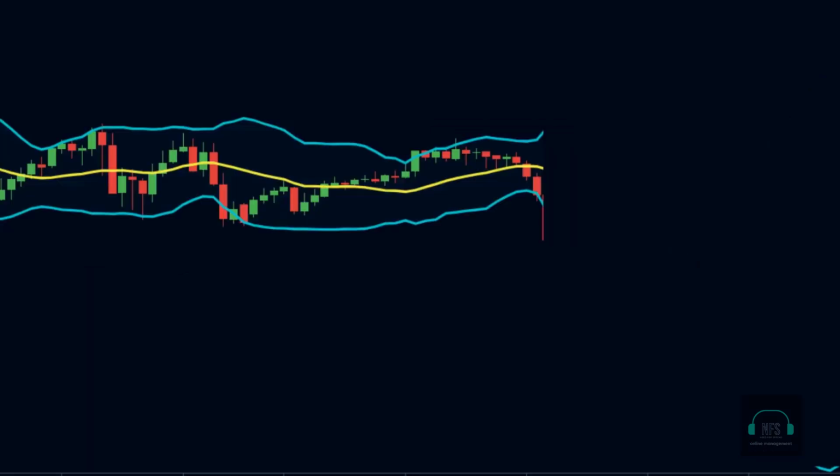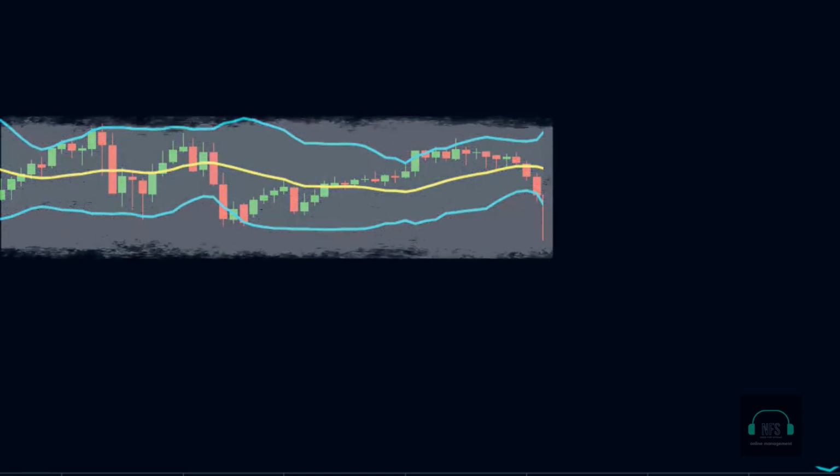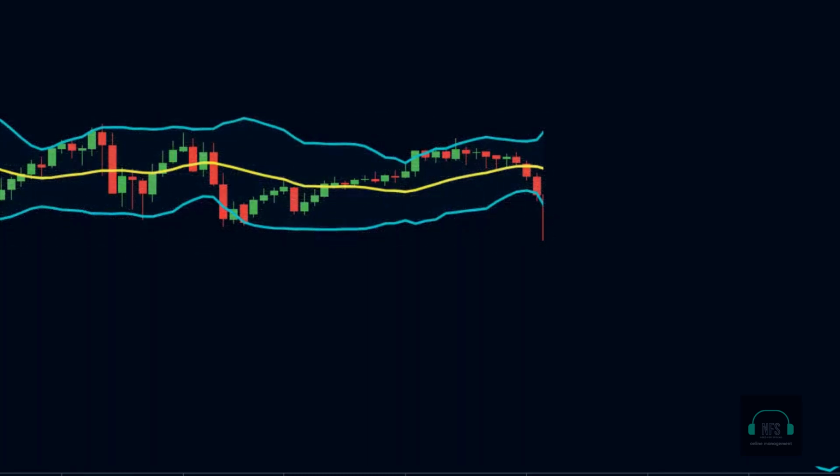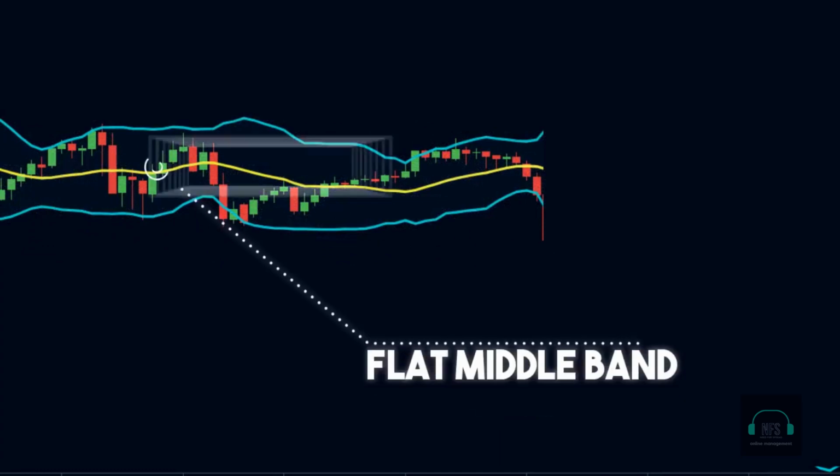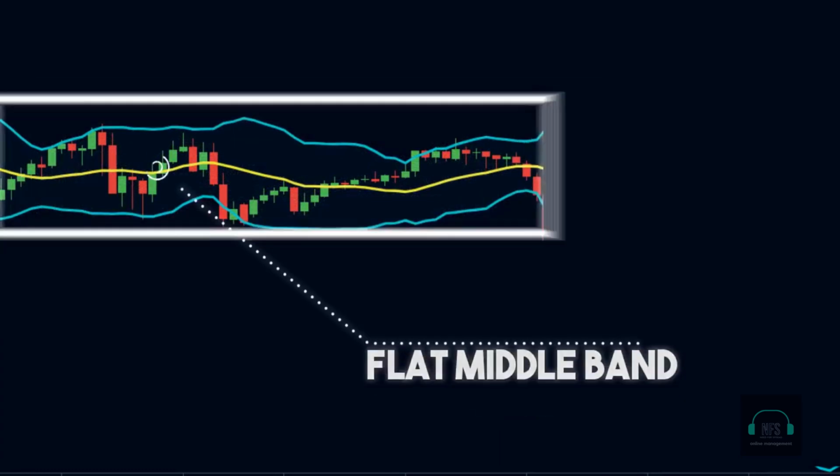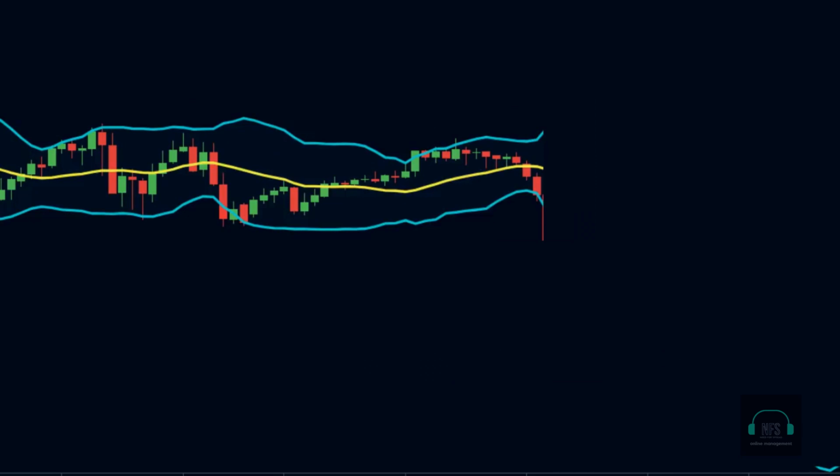Let us now look at a sell trade. Here we have the S&P 500 on the 30-minute chart. Look at this area. Here we see that the middle band is flat, and the Bollinger Bands are narrow. We have successfully identified an area of low volatility.